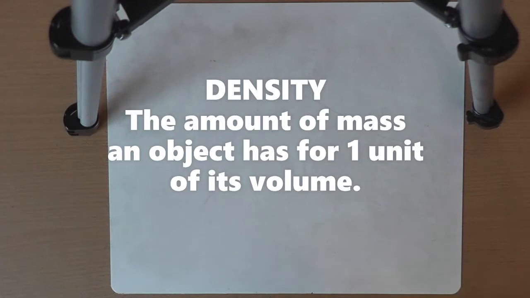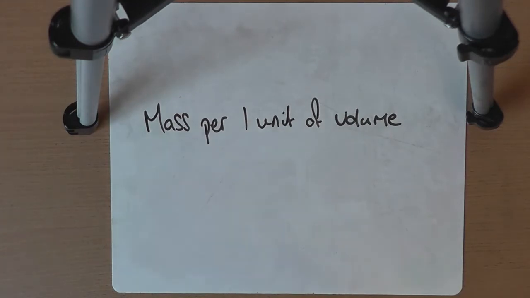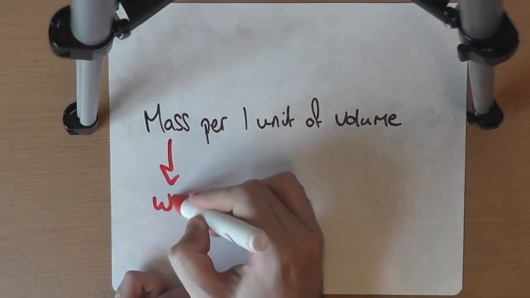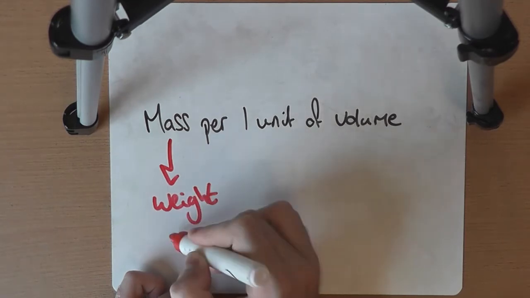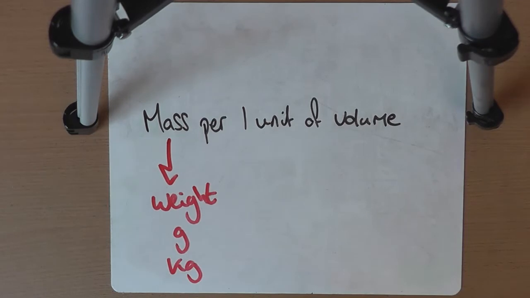Now what on earth does that mean? Let's unpick it a little bit. We could try to unpick this definition by thinking a little bit about units. If we think about mass first of all, well, mass, we're talking about weight, really. So we're thinking about weight units that we could use, i.e. grams or kilograms. There are obviously more, but we're going to stick with the metric ones, grams and kilograms.